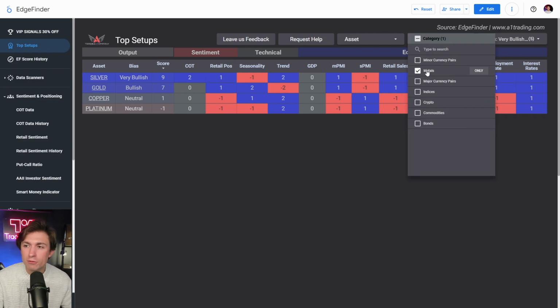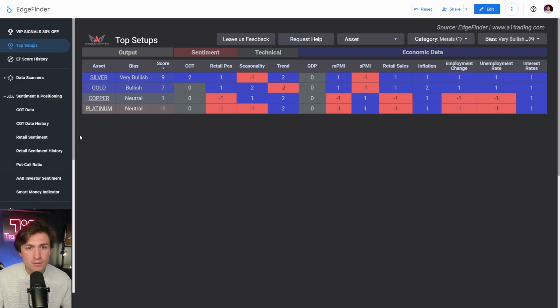And I've just filtered for metals on the Edgefinder's top setups algorithm, and you can see that silver and gold are both still getting really nice, strong bullish readings on the Edgefinder. And this has been, like I said, with my plans of being systematic this year, one of the best calls so far: staying bullish on metals and avoiding chasing the indices too aggressively.